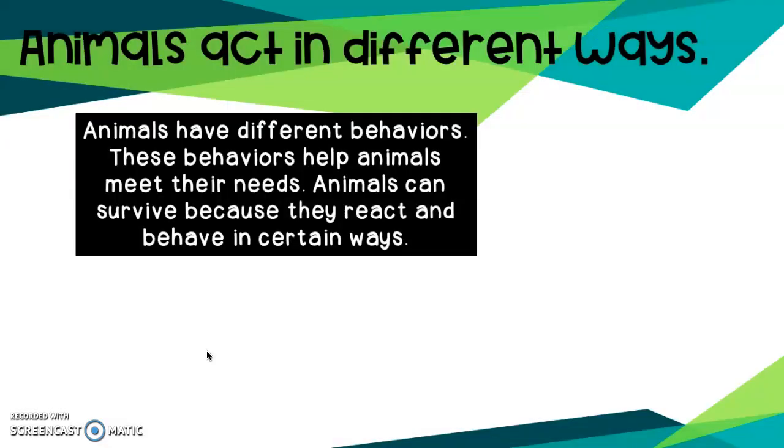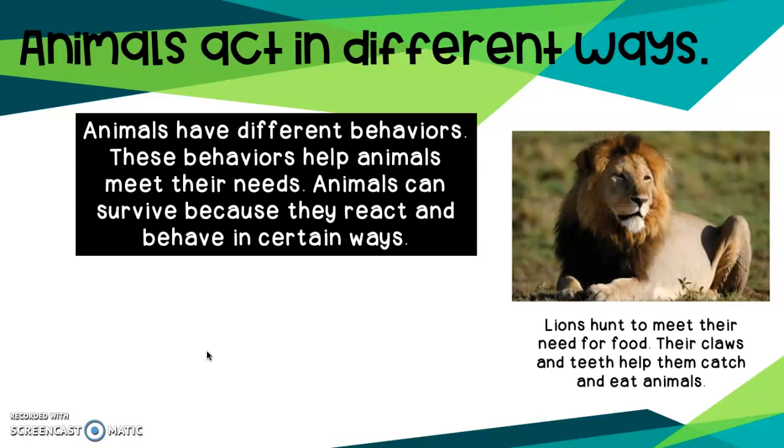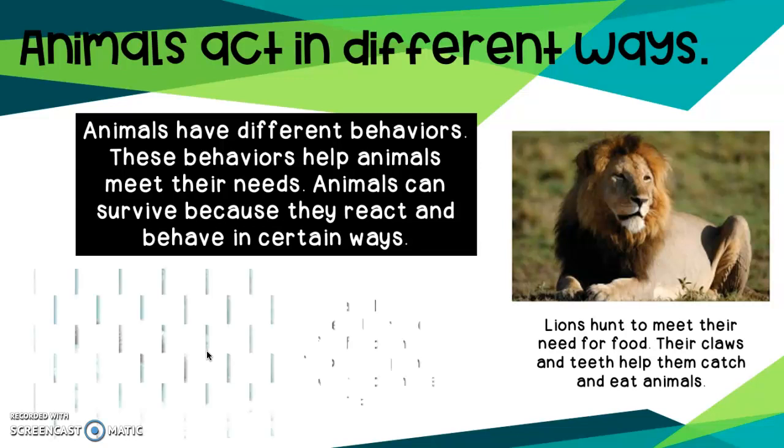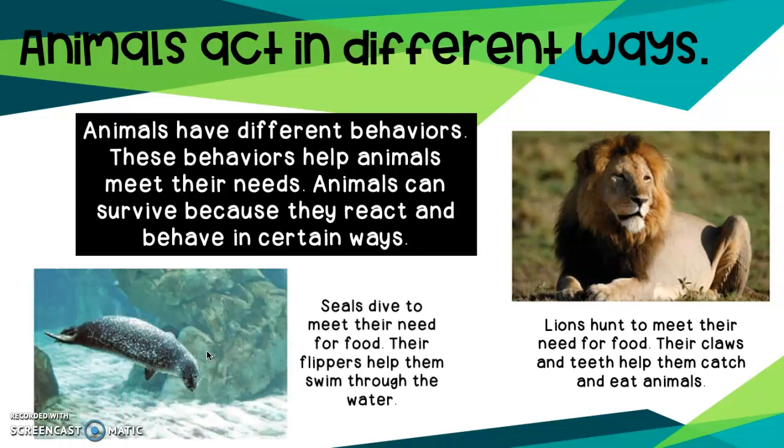Animals act in different ways. Animals have different behaviors. These behaviors help animals meet their needs. Animals can survive because they react and behave in certain ways. Lions hunt to meet their need for food. Their claws and teeth help them catch and eat animals. Seals dive to meet their need for food. Their flippers help them swim through the water.